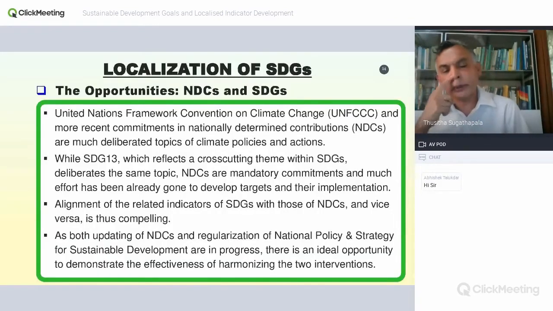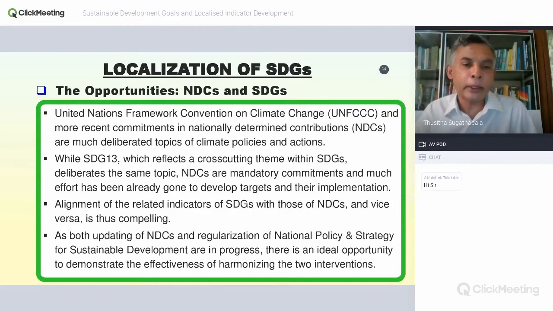One example, which probably everyone could understand, is NDCs and SDGs. Now, climate commitments have been deliberated for years and years, decades, through the UNFCCC, and presently we have the commitments through Nationally Determined Contributions. Earlier, we had NAMAs and also the CDM and so on. Those were deliberated in detail, and the policies and actions are already available. So there is an opportunity for us to, for example, look at SDG 13, which talks about the same theme, and then try to link these two.